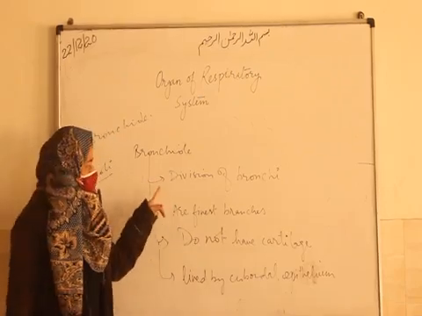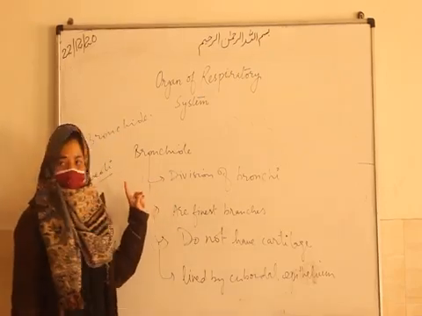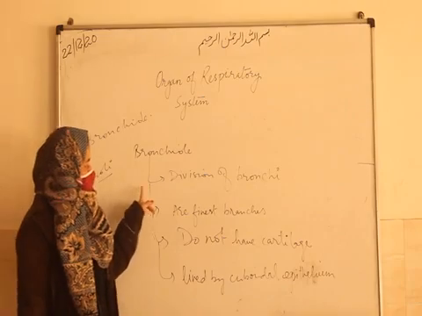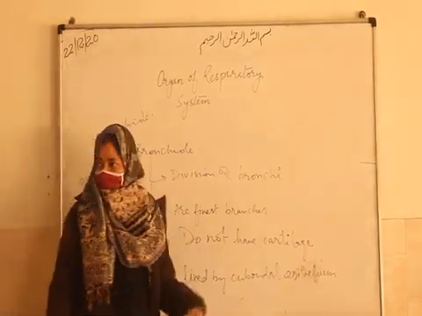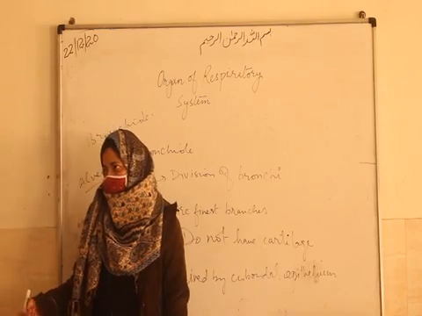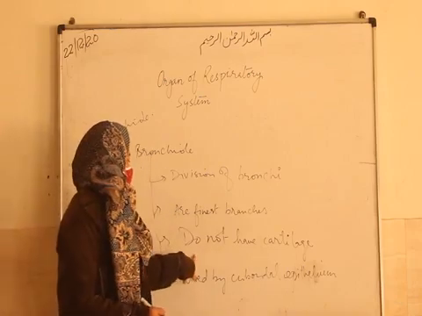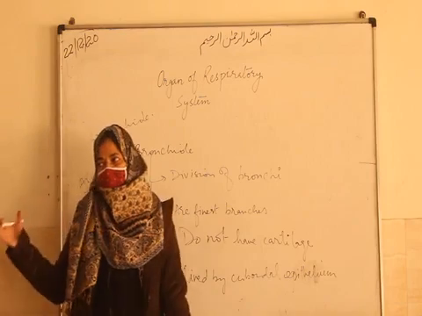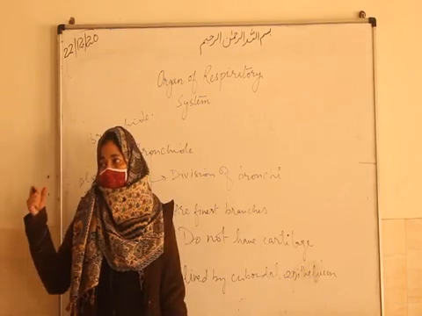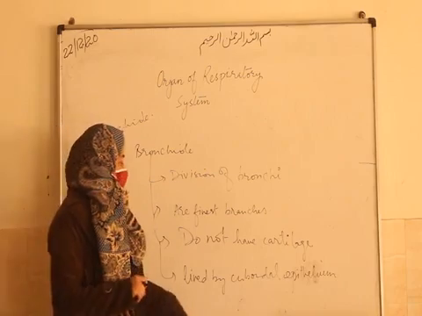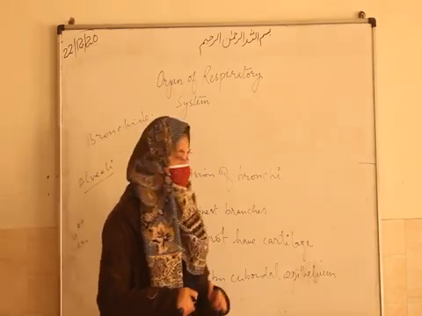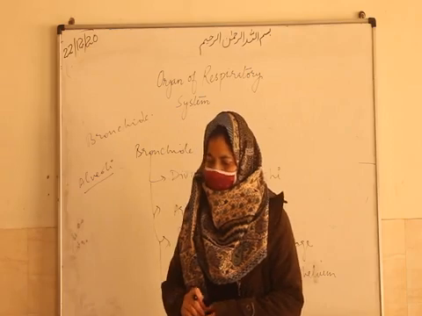Bronchioles are the division of bronchi. They are the finest branches, and they do not have cartilage. This point you have to memorize: cartilages are there from the larynx to the bronchi, but in bronchioles cartilages are not there. And they are lined by cuboidal epithelium.